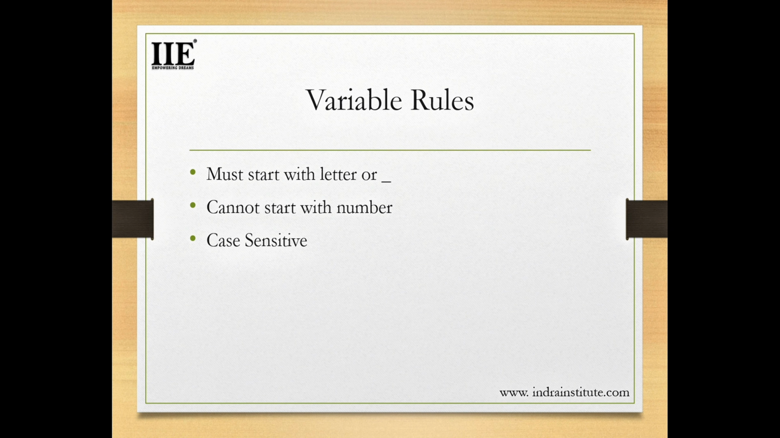Variable rules. When creating variables, we must follow some rules. Rule number 1: a variable name can start with a letter. Example, name equal to Python. Rule number 2: a variable can start with an underscore. Example, underscore name is equal to Python. Rule number 3: a variable cannot start with a number. Wrong example, 1name equal to Python. Rule number 4: Python is case sensitive. Example, a small letter name is equal to Ram and a capital letter Name is equal to Shakti. Both are considered different variables.